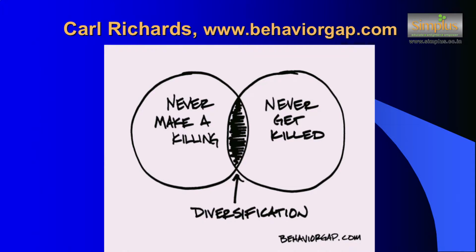So this is a beautiful passage by Jason Zweig from his commentary in The Intelligent Investor. And Carl Richards presents it really beautifully. This is what diversification is. You may never make a killing. You will also never get killed. Where these two circles intersect, you have diversification.